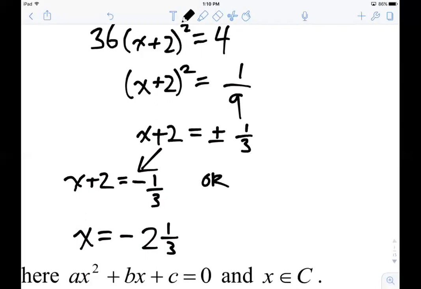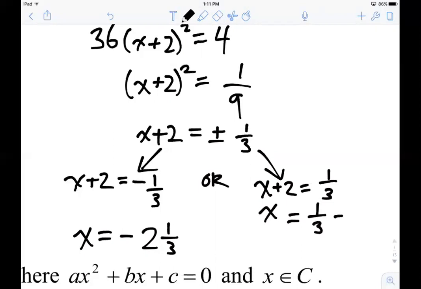But then I need to deal with the other situation and say, or the following could be true. X plus 2 could be equal to positive 1/3. And if that's the case, then it's really like x and I have 1/3 and then I'm subtracting 2. So I'm going to think of that as subtracting 6/3. So x would be negative 5/3 in that case. So either of those two values would make the left side equal the right side, so those are our two solutions.